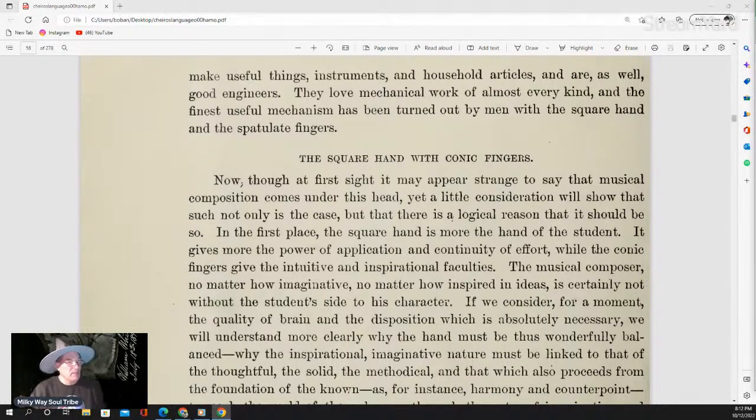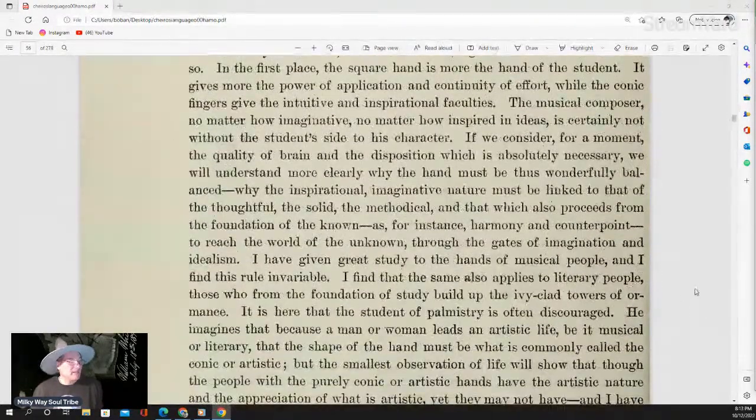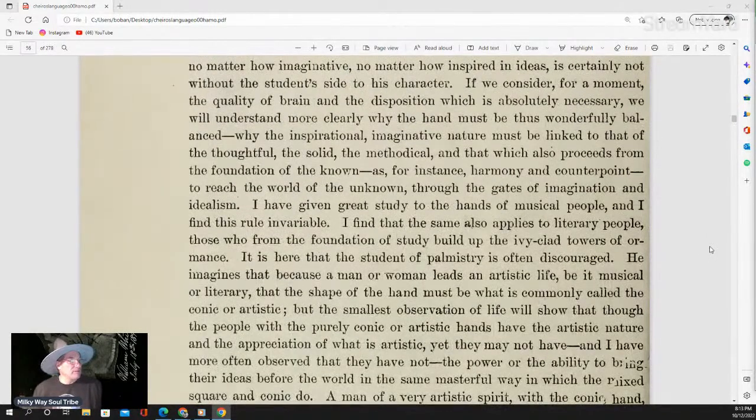side of his character. If we consider for a moment the quality of brain and the disposition which is absolutely necessary, we will understand more clearly why the hand must thus wonderfully be balanced, why the inspirational, imaginative nature must be linked to that of the thoughtful, the solid, the methodical, and that will also proceed from the foundation of the known, as, for instance, harmony and counterpoint, to reach the world of the unknown through the gates of imagination and idealism.